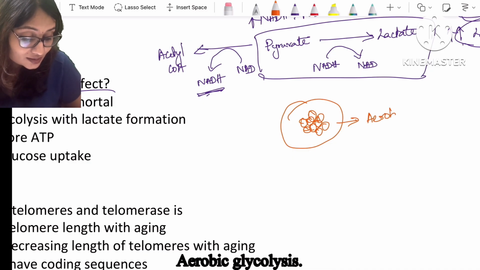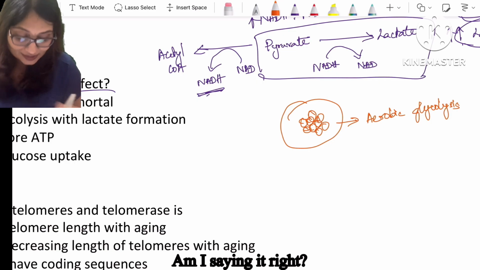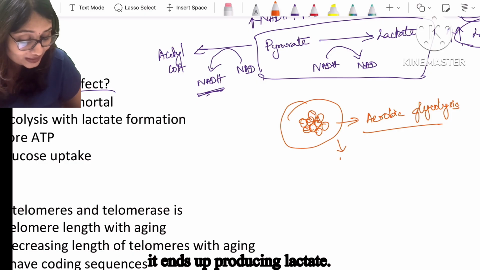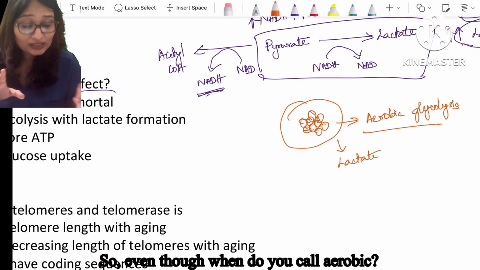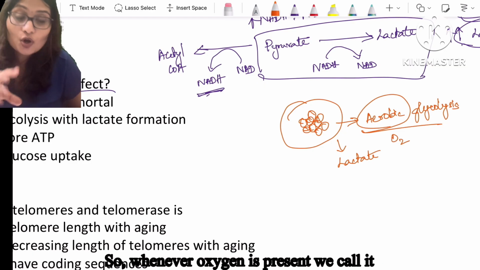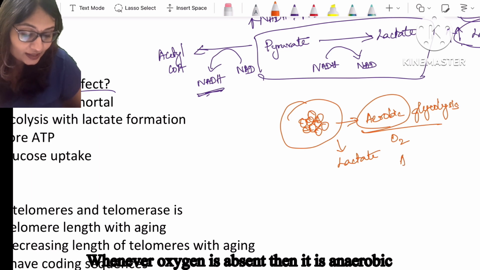Aerobic glycolysis. Okay, is it true? Am I saying it right? Yeah, it's called aerobic glycolysis, but then it ends up producing lactate. Okay, did you understand? So when do you call it aerobic? Whenever oxygen is present, we call it aerobic, right? Whenever oxygen is absent, then it is anaerobic.